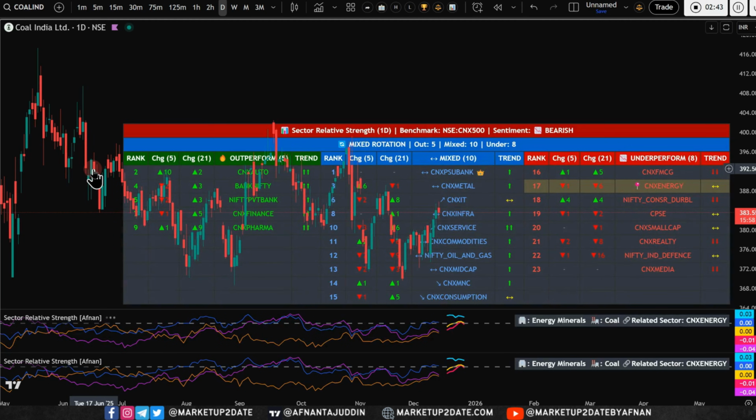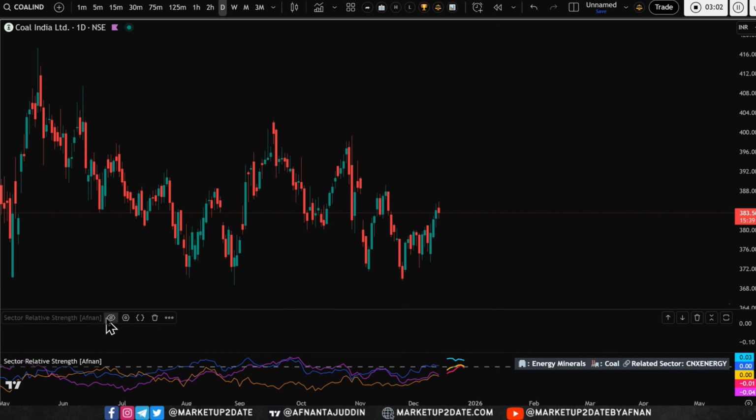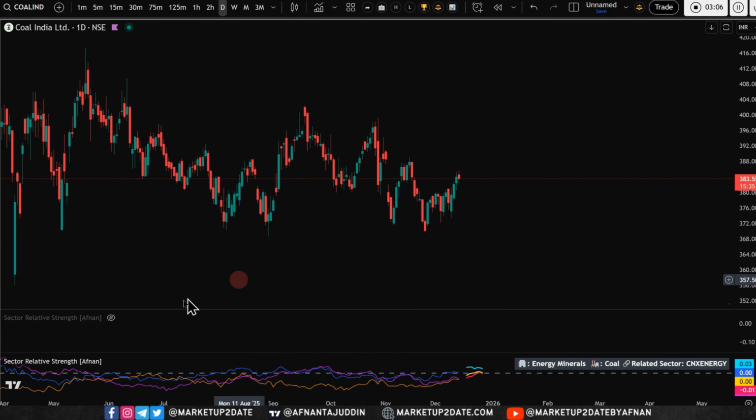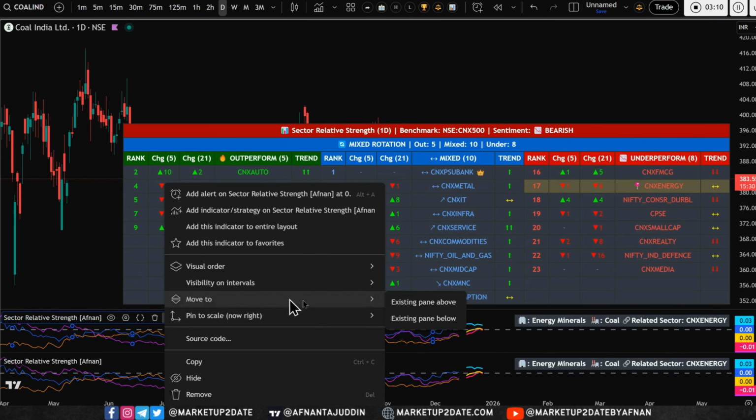Case study 2, Coal India. Now watch what happens with Coal India. The tool maps it to the energy sector. Energy is deep in the red zone. Trend down, rank falling, relative strength negative. This is the kind of stock that traps traders for months. Not because the setup is bad, but because the entire sector is under pressure. The indicator protects you from these dead sectors.